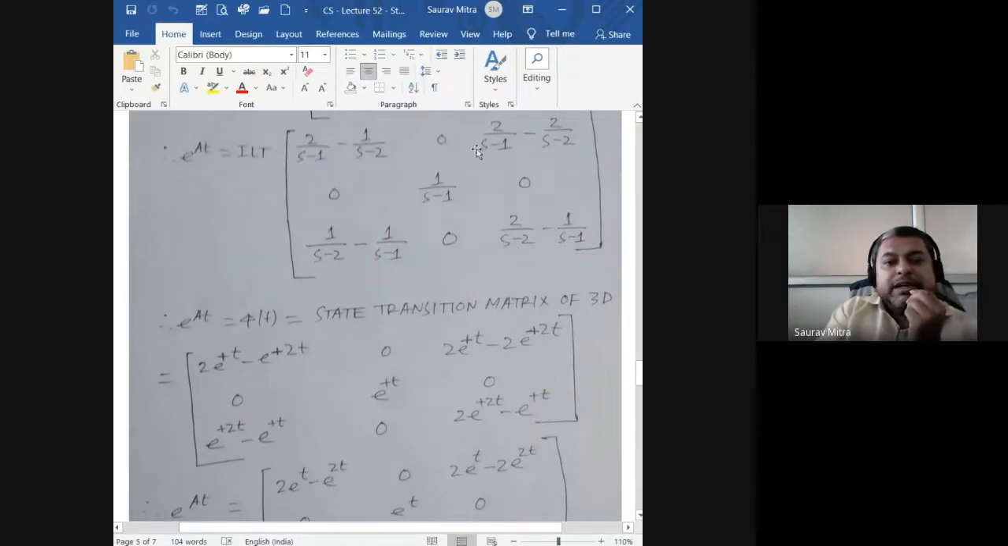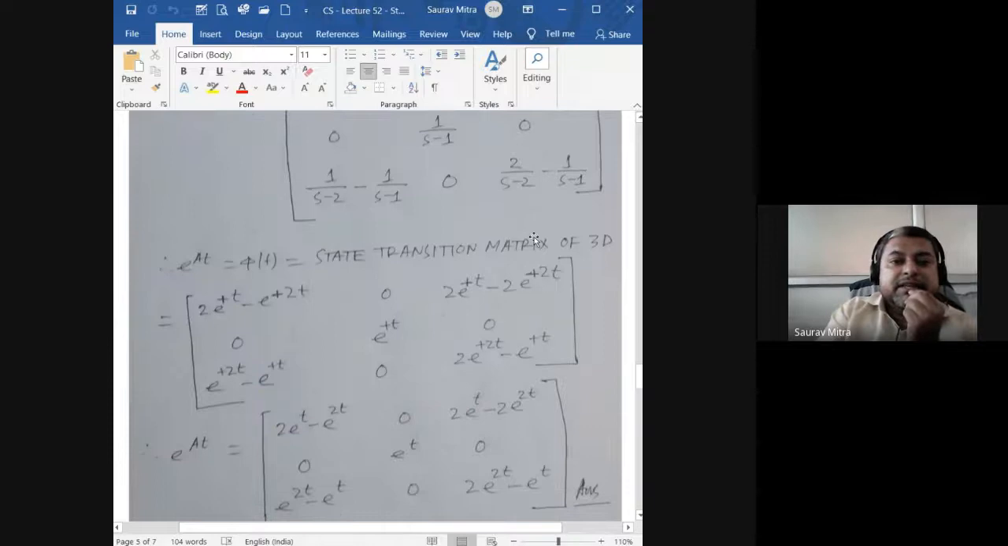And then this is 2 by (s minus 1), so this will be 2 e raised to t. You are finding here 2 e raised to t, and minus 2 by (s minus 2), this will be 2 e raised to plus 2t, so minus of 2 e raised to plus 2t. Then in the central position, there is only 1 by (s minus 1), so it is e raised to plus t, and below the things are there.